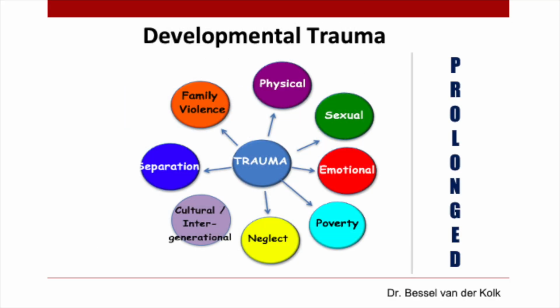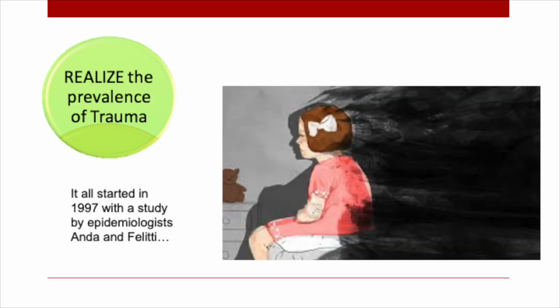We are talking today about developmental trauma, which is defined as traumatic events like physical abuse, sexual abuse, or emotional abuse, growing up in poverty or experiencing neglect, harmful cultural or intergenerational practices, separation from parents or caregivers, or exposure to domestic violence that children experienced over a prolonged period of time. This type of repeated exposure to adverse childhood experiences can create developmental trauma, which can result in changes to a child's brain architecture. Let's take a look at the first R, realize the prevalence of trauma.